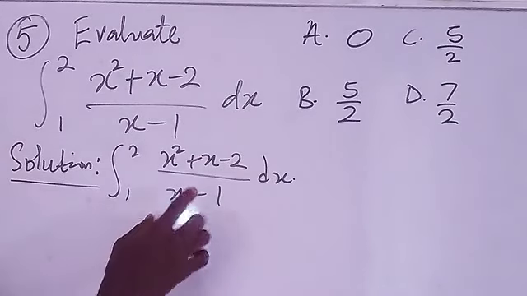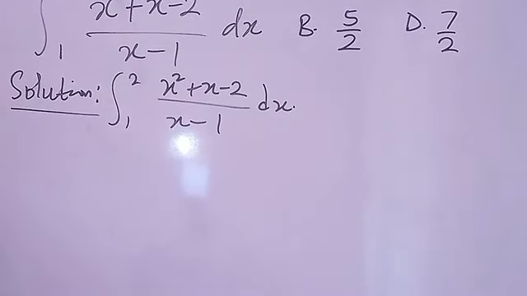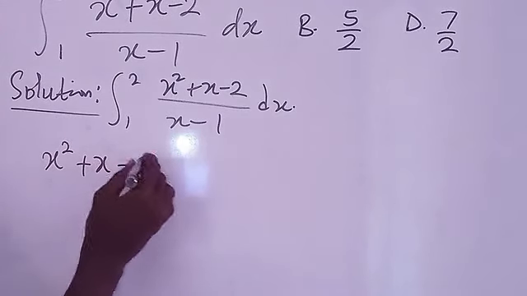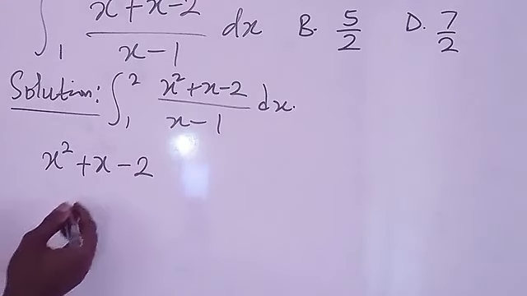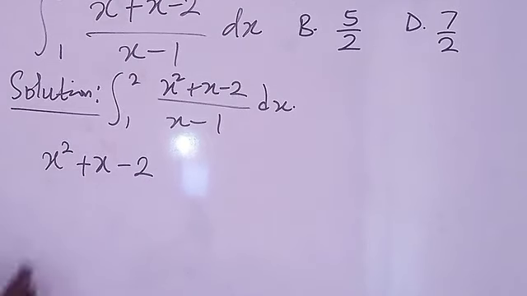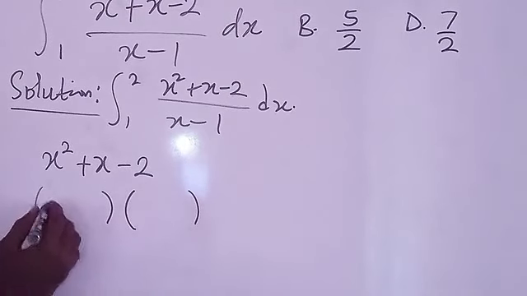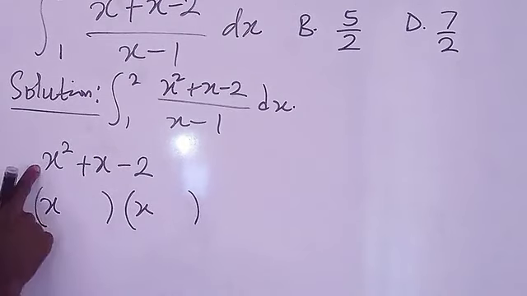Now what I'm going to do here is reduce this function before I perform my integration. Firstly, we can see that this is a quadratic function, x squared plus x minus 2. It's a quadratic function, but it can be factorized. If we factorize this, we're going to have it in this form, where you put x here and x here because of x squared. x times x will give us x squared.